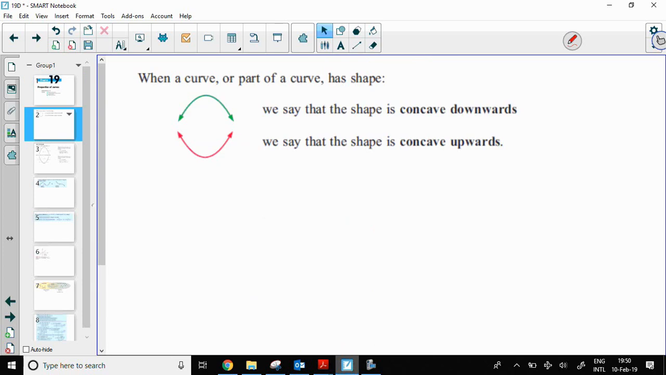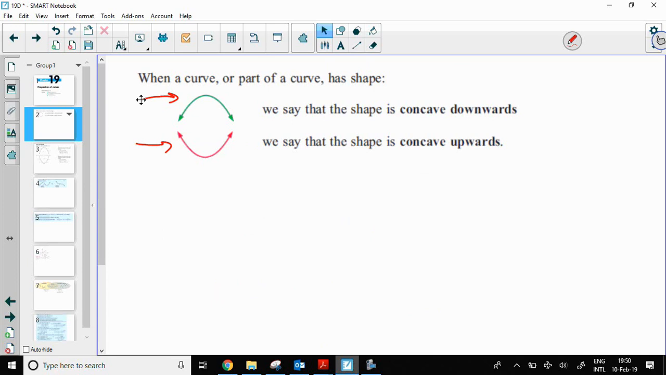If we have a curve that looks like this, where it's kind of bending downwards as we move from left to right, we're going to say that shape is concave downwards. I just say concave down. This guy right here, we're going to say that that's concave up.